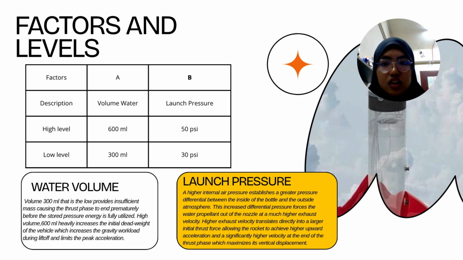For factor B, there is launch pressure. A higher internal air pressure establishes a greater pressure differential between the inside of the bottle and the outside atmosphere. This increased differential pressure forces the water propellant out of the nozzle at a much higher exhaust velocity. Higher exhaust velocity translates directly into a larger initial thrust force, allowing the rocket to achieve higher upward acceleration and a significantly higher velocity at the end of the thrust phase, which maximizes its vertical displacement.